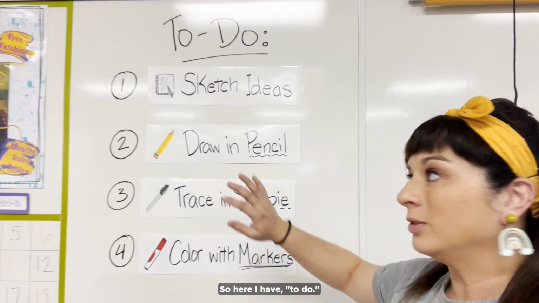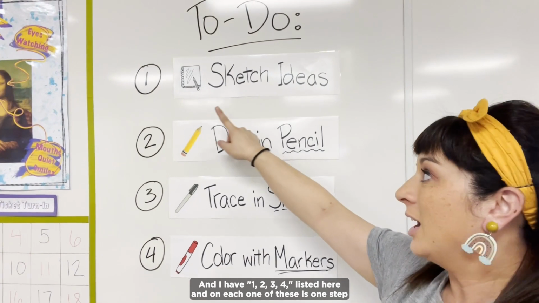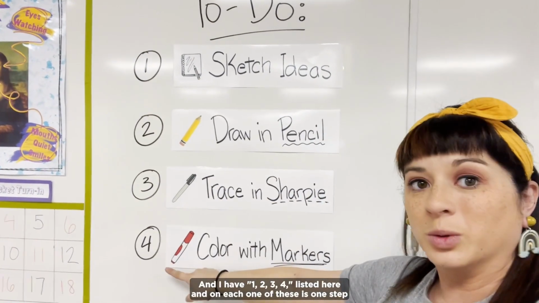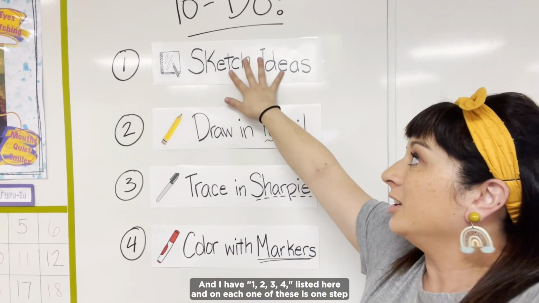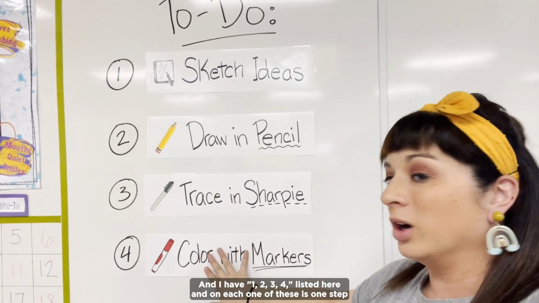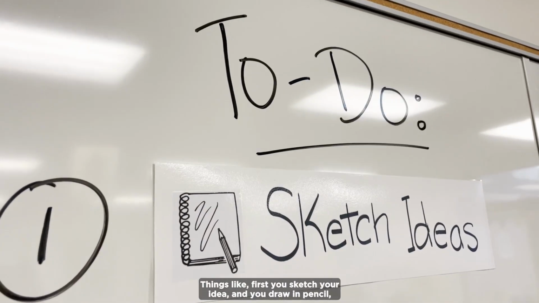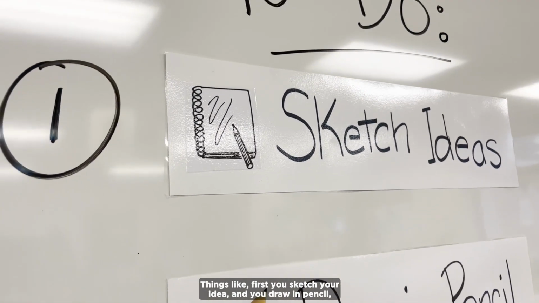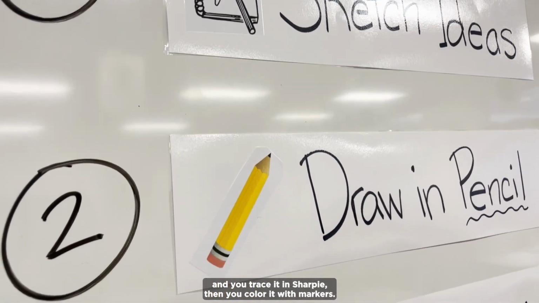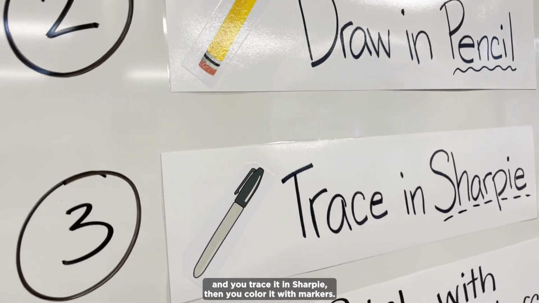So here I have a to-do list, and I have 1, 2, 3, 4 listed here. And on each one of these is one step of a project that they need to do. Things like, first you sketch your idea, then you draw it in pencil, then you trace it in Sharpie, then you color it with markers.